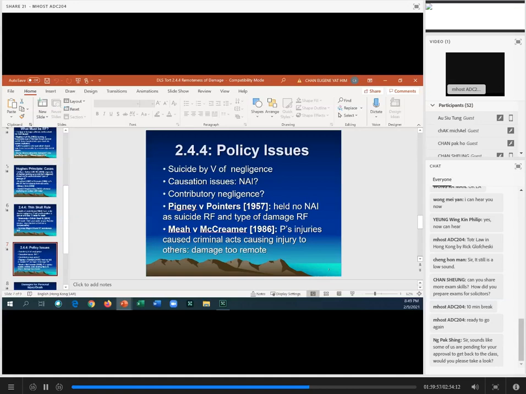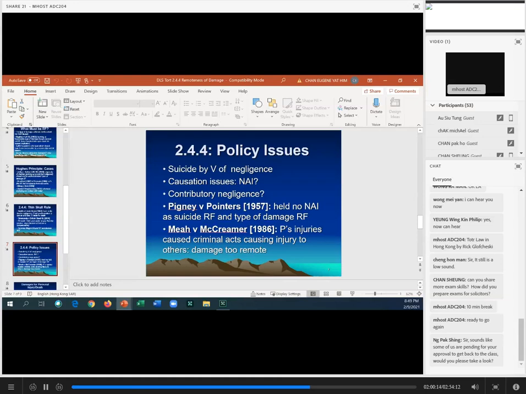So in this situation, the courts really don't think it's an issue of causation. They think it's more an issue of contributory negligence.